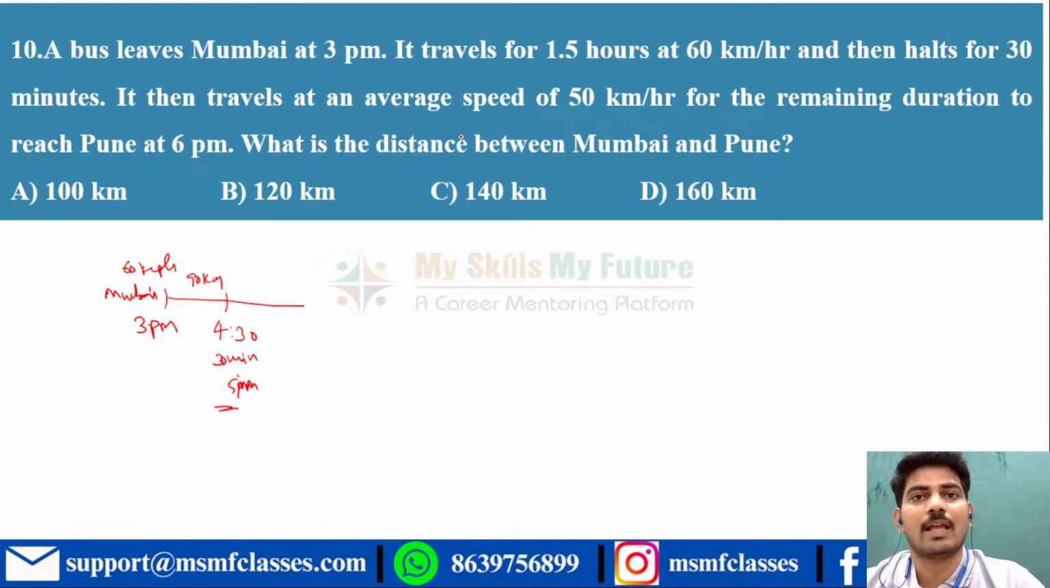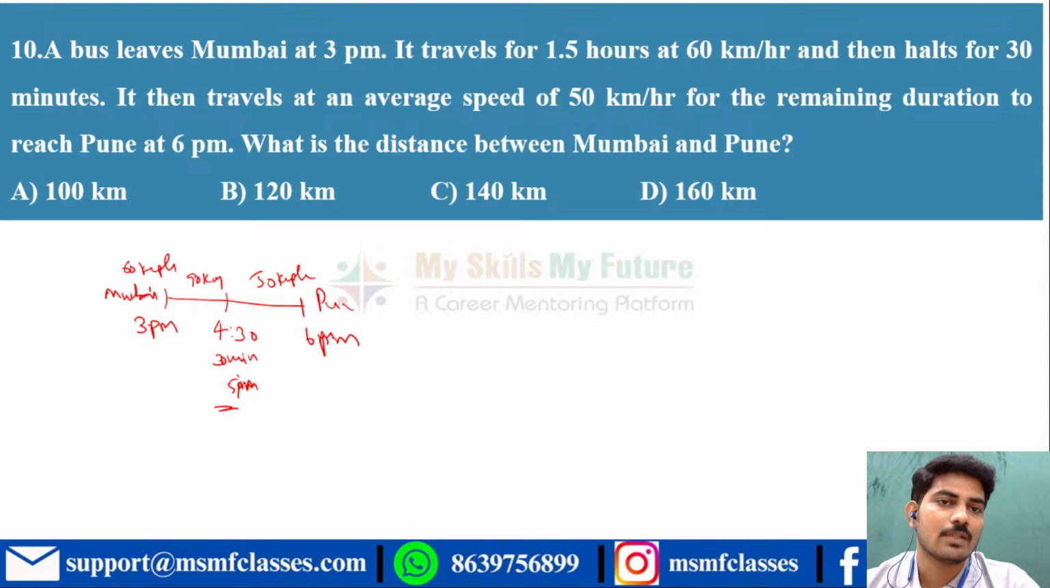After halting for half an hour, it travels at a speed of 50 kilometers per hour and reaches the destination Pune at 6 p.m. So what is the time gap between 5 p.m. and 6 p.m.? It means 1 hour. In 1 hour it travels with a speed of 50 kilometers per hour, so the distance is 50 kilometers.